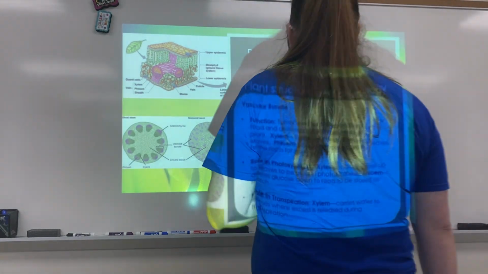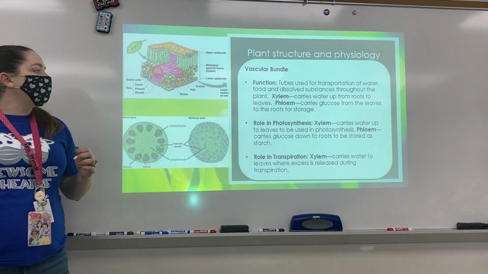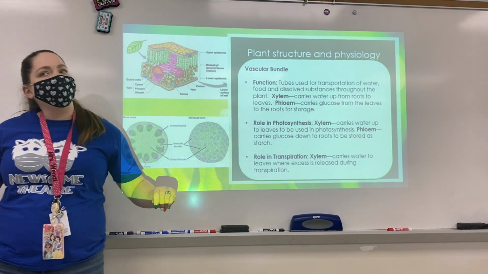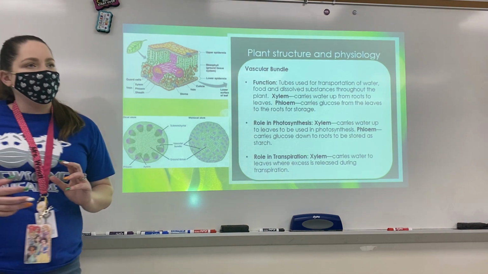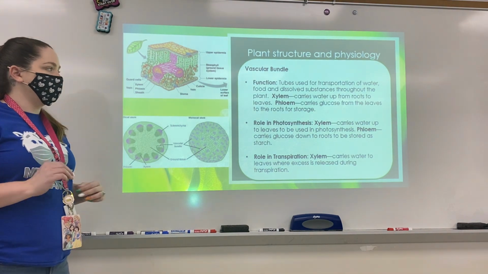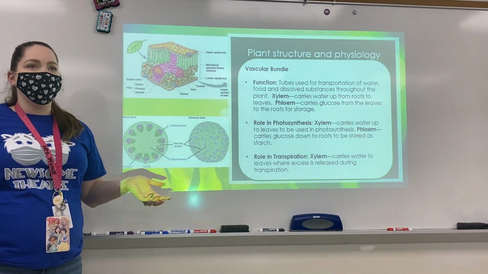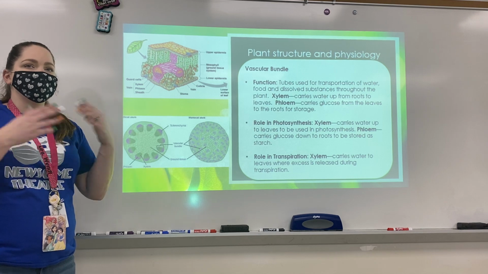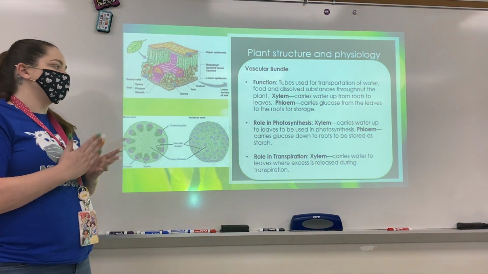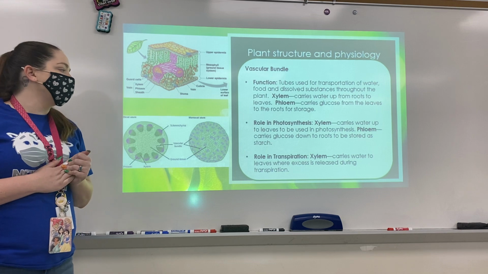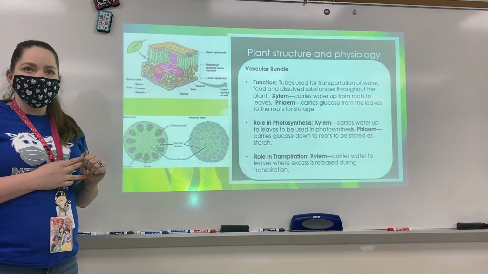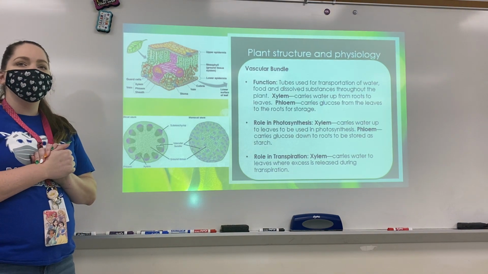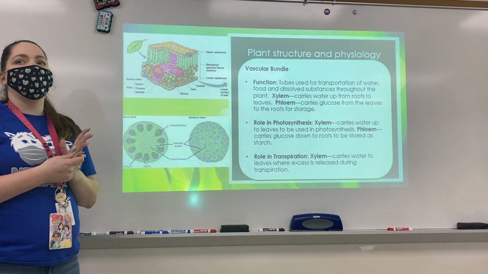Okay, so Friday we talked about our stems, and the function of the stem is to take the water from the roots, which we'll talk about next, and help the water travel throughout the plant and put it where it's needed, either during photosynthesis or transpiration. Your stem is also going to carry glucose to where it needs to go, usually in the roots where it's stored as starch.